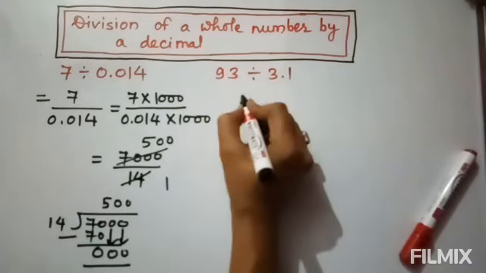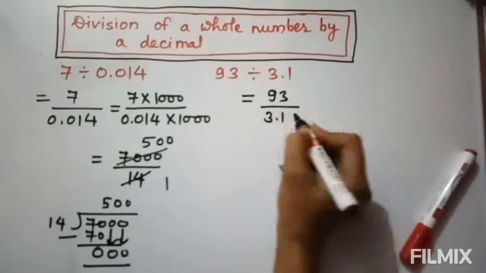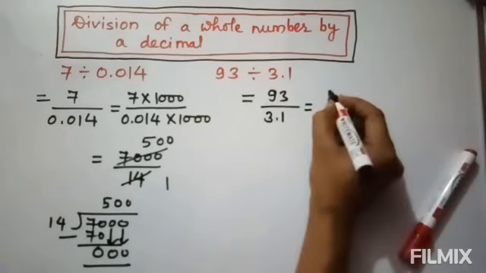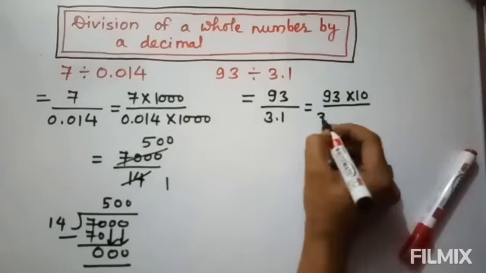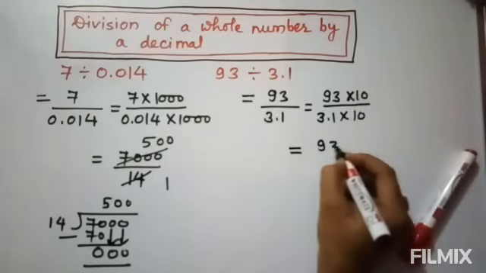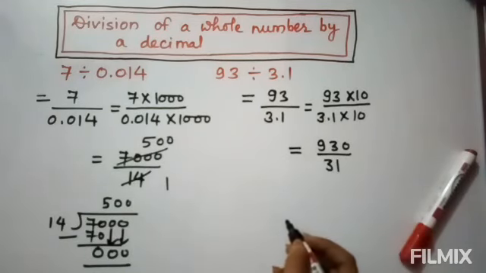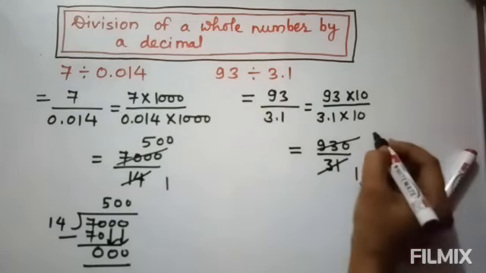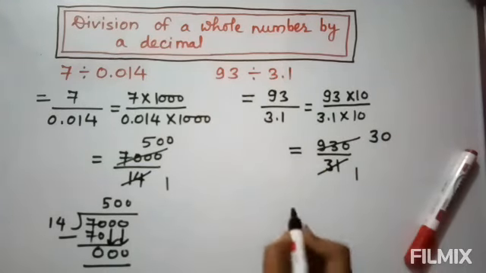93 divided by 3.1. Write it in fraction form and observe how many decimal places the divisor has. 1 decimal place. So we will multiply the dividend by 10 and the divisor by 10. After multiplication we will get a new dividend and new divisor. Now solve this question. That will be 31 1 ja 31, 31 3 ja 93, and 0 will come in the quotient directly.